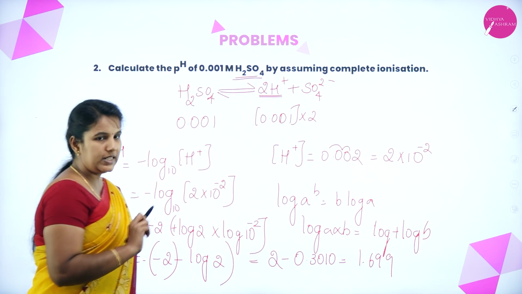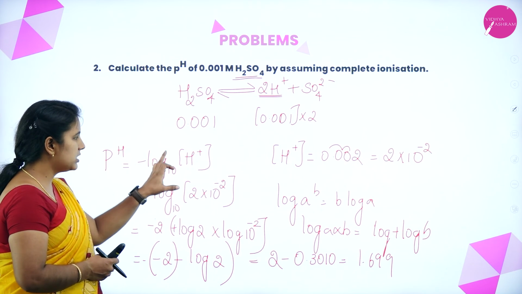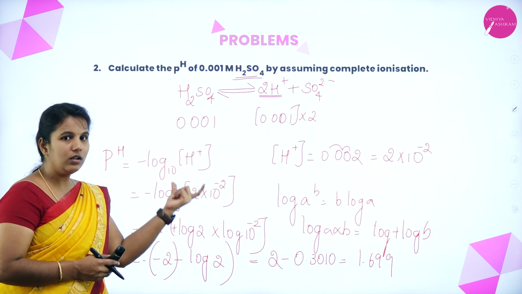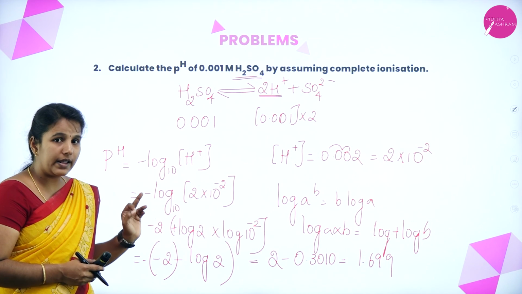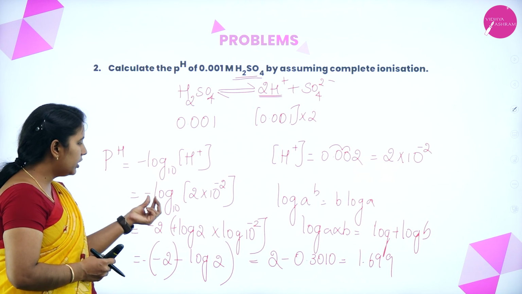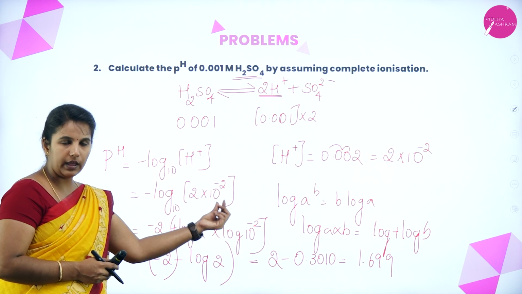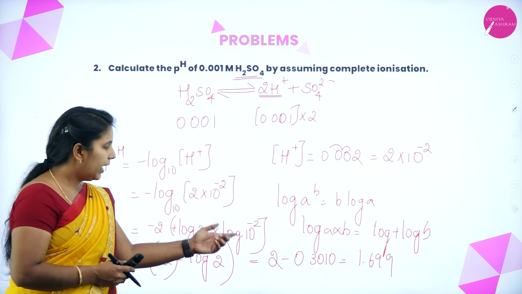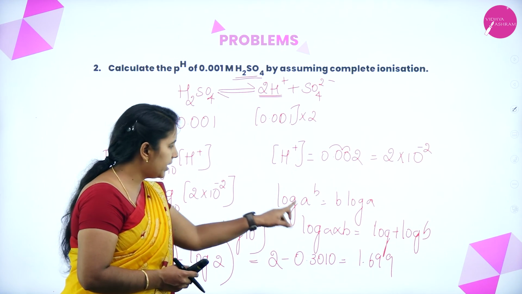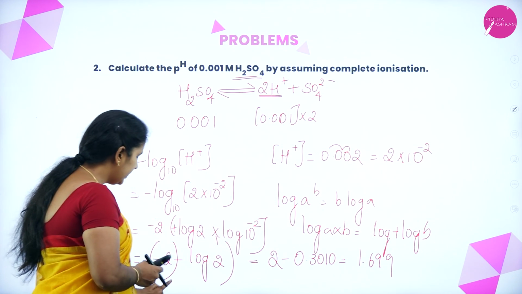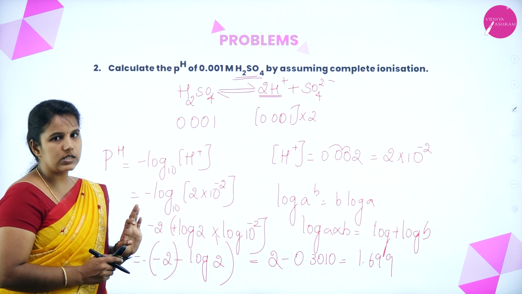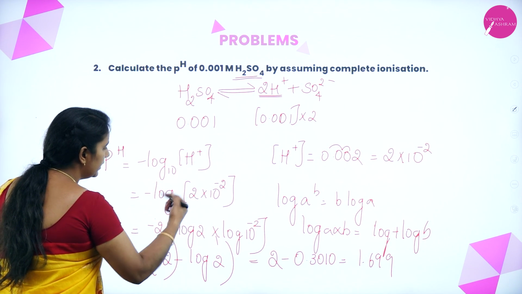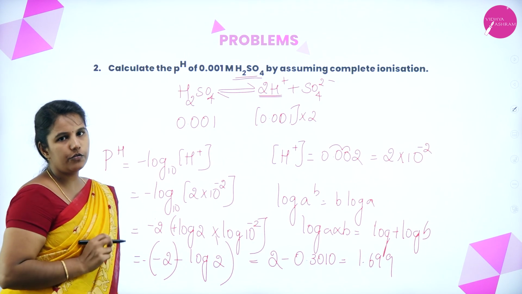1.699. So please see that while solving this, just putting the hydrogen ion concentration, if you are applying log a to the power of b, it's not correct. You need to apply log a into b first. Log a into b is nothing but log a plus log b, and again log a to the power of b is nothing but b into log a. That is why I got this answer. So hope you all understood this. First do the log a into b, then go with the log a to the power of b.